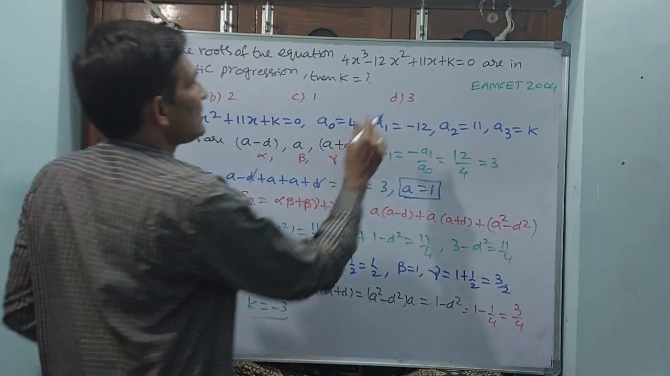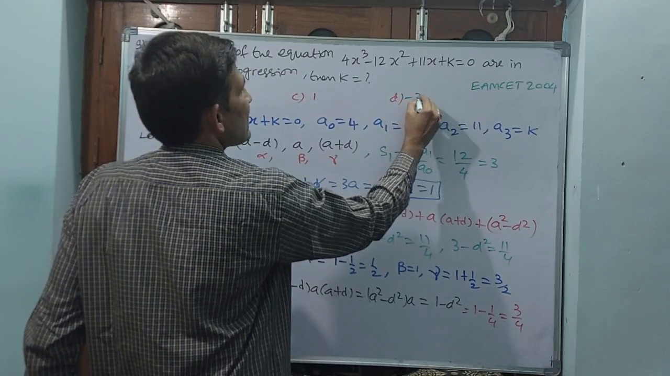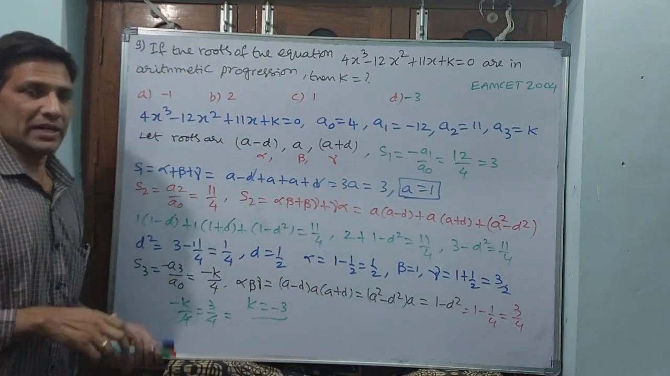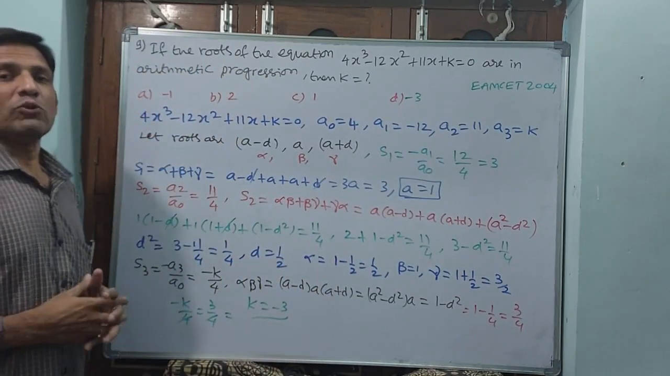K value minus 3. See, this is not plus 3. This is minus 3. Okay? Minus 3 only is correct. Take this, we will go for the next question.